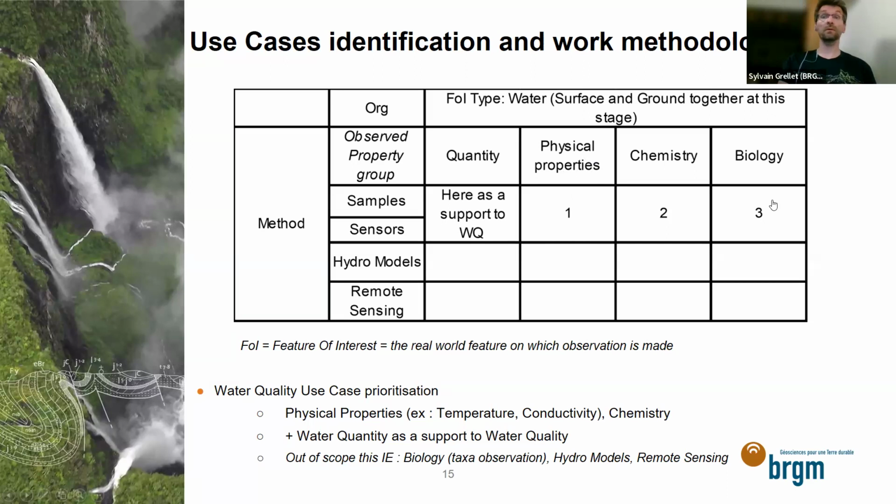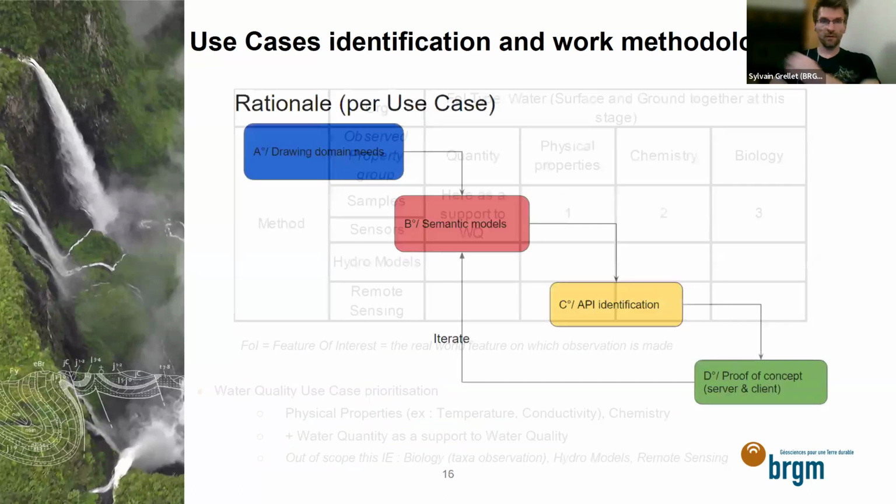Biology, especially in surface water, is a compartment of water quality as well. And we had a whole discussion on hydro models, remote sensing. So we focused on those first in physical properties and chemistry. And out of scope of the IE, we concluded that we won't have enough time, at least for the first iteration of an IE, to decently work on biology, because that's an important topic, a big topic. And we also excluded for the scope of this first IE hydro models and remote sensing. So progressively reducing what we do.